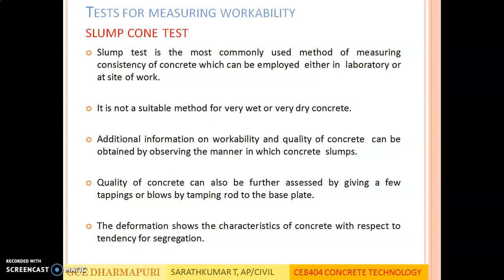Additional information on workability and quality of concrete can be obtained by observing the manner in which the concrete slumps. Quality of concrete can also be further assessed by giving a few tappings or blows with the tamping rod to the base plate. The deformation shows the characteristics of concrete with respect to tendency for segregation. So this is the very common method to determine the workability of the concrete.